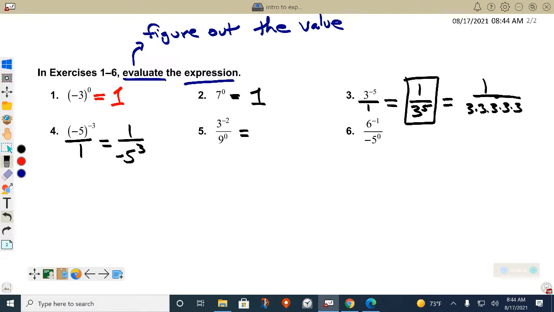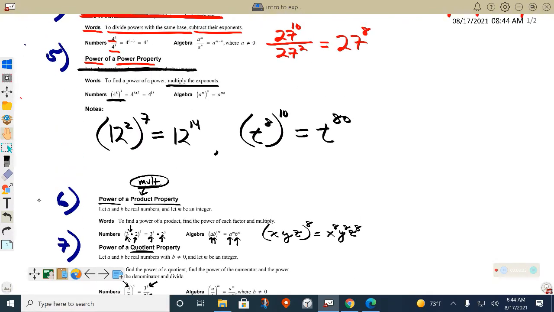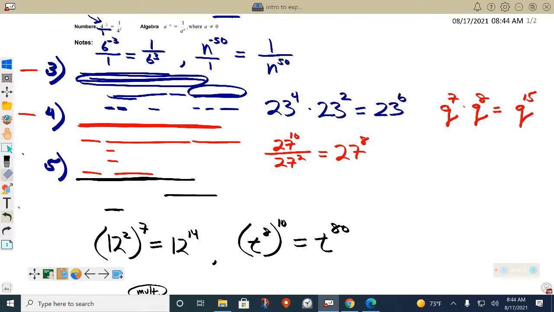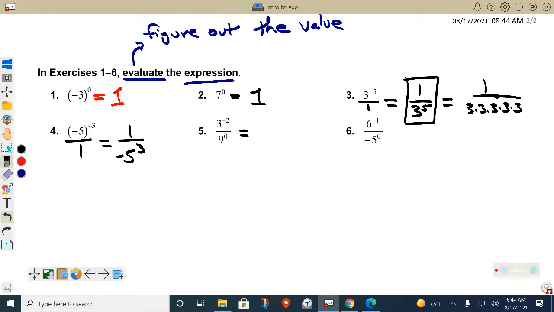Quotient of powers property. That's the 4th one. That is if you have the same base. Watch this. If you have the same base, like yesterday's, notice it's the same base, then you can subtract the exponents. Here we don't have the same base. We have here a base of 3 and a base of 9, so that's not going to work. I like how you're thinking, though.